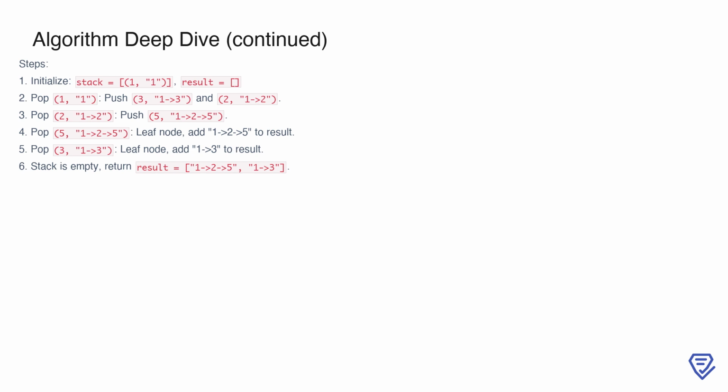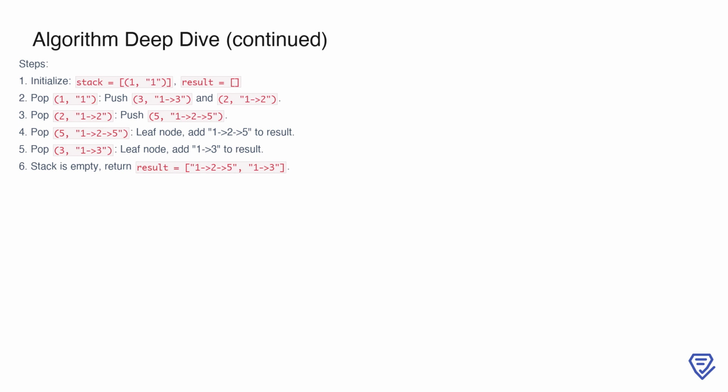The root node is 1, which has two children, 2 and 3. Node 2 has a right child, 5. We start by initializing the stack with the root node and its value. Stack equals (1, "1"), and the result list is empty. First, we pop the root node 1 from the stack and push its children 3 and 2, updating their paths to 1->3 and 1->2. Next, we pop node 2, pushing its child 5 with the path 1->2->5.